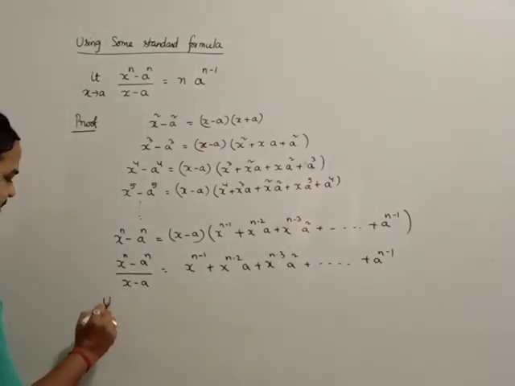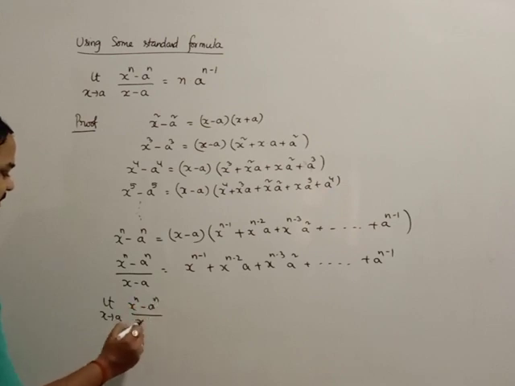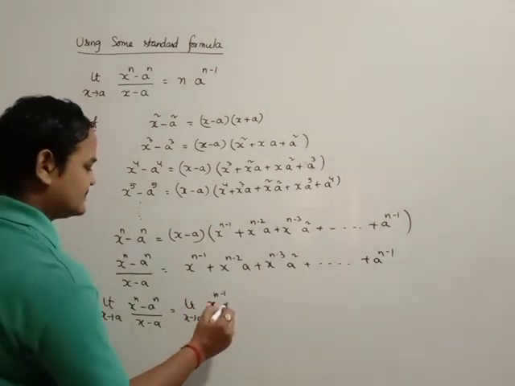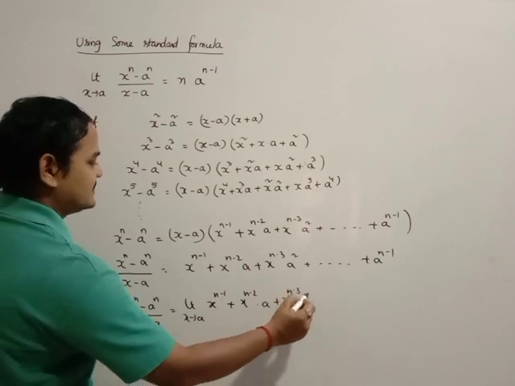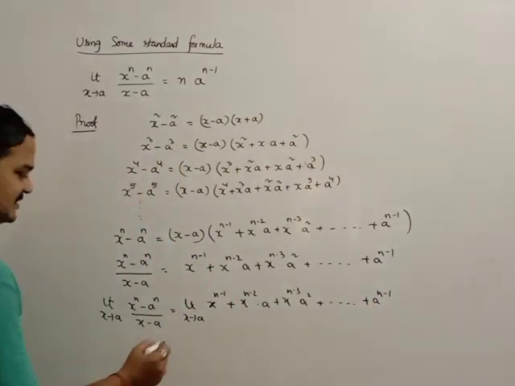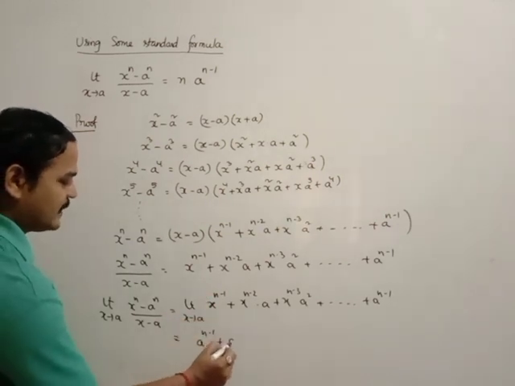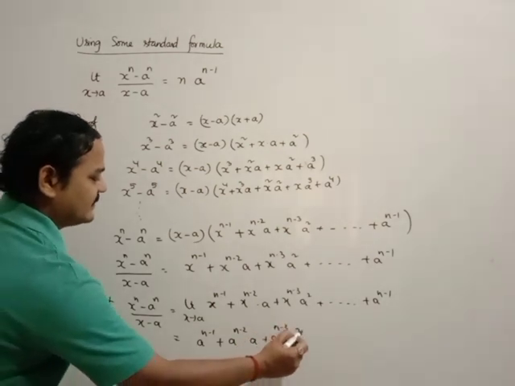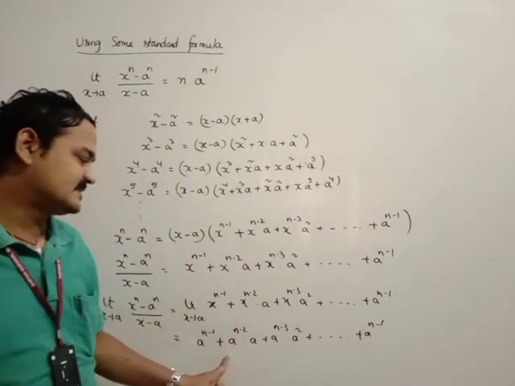Now apply the limit x tends to a. Limit of (x to the power of n minus a to the power of n) by (x minus a) is equal to limit x tends to a of x to the power of n minus 1 plus x to the power of n minus 2 into a plus x to the power of n minus 3 into a square, and so on, up to a to the power of n minus 1. Go for direct substitution. If you substitute a in the place of x, you get a to the power of n minus 1 plus a to the power of n minus 2 into a plus a to the power of n minus 3 into a square, and so on, up to a to the power of n minus 1. Here the bases are the same, so the powers can be added.